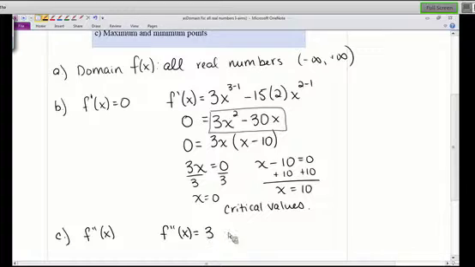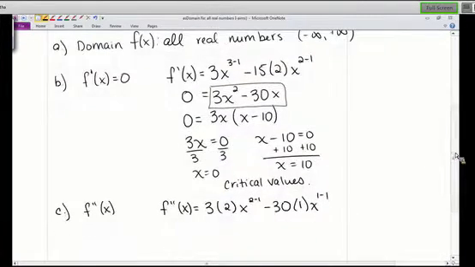So now let's find our second derivative. Again, using the power rule, we'll bring the exponent down in front and subtract our exponent by 1. Minus 30, our exponent now is going to be a 1, and we're going to subtract our new exponent by 1. Simplifying out, we'll get 6x minus 30. Any questions as to how we get the second derivative? F double prime of x.